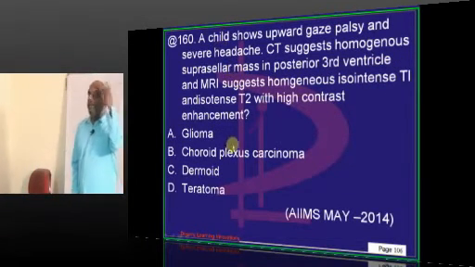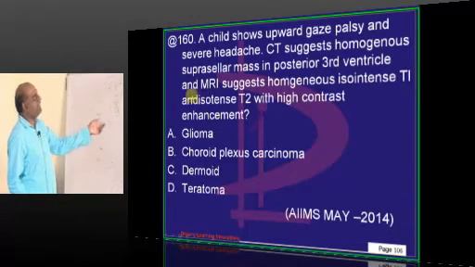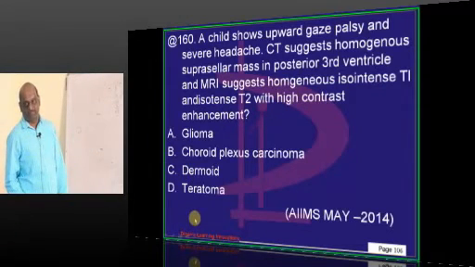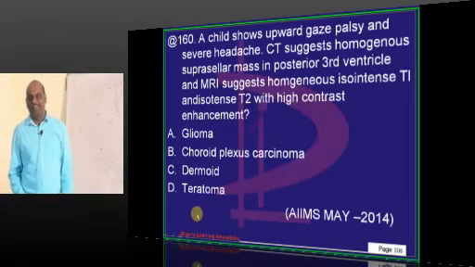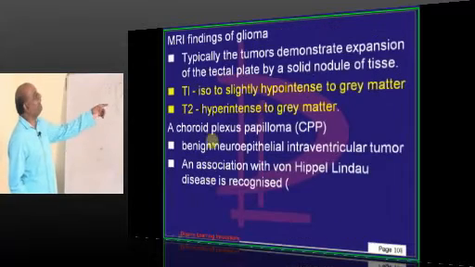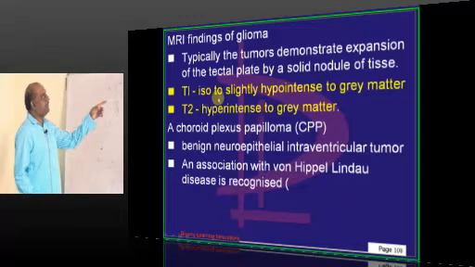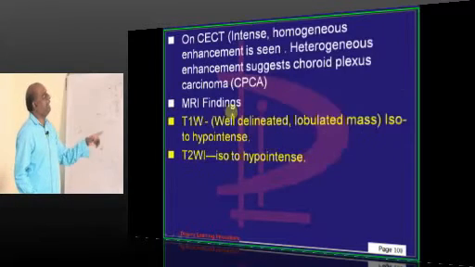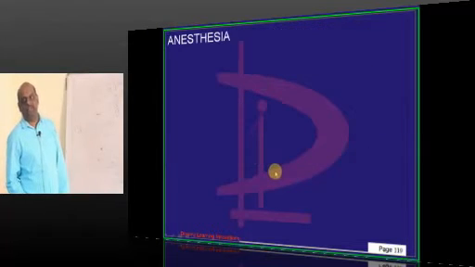ये तो DM न्यूरोरेडियोलॉजी लेवल का क्वेश्चन है. Homogeneous isointense on T1 and isointense on T2 with high contrast enhancement. Which is the lesion out of all this? Out of syllabus. It is within MBBS syllabus बोल के बोला ना. तो हाँ, choroid plexus carcinoma. That will be T1 iso. Sorry, if you take glioma, T1 will be iso, T2 is hyper. Whereas choroid plexus papilloma T1 is hypo, T2 also is hypo. That's how you recognize and differentiate the two.